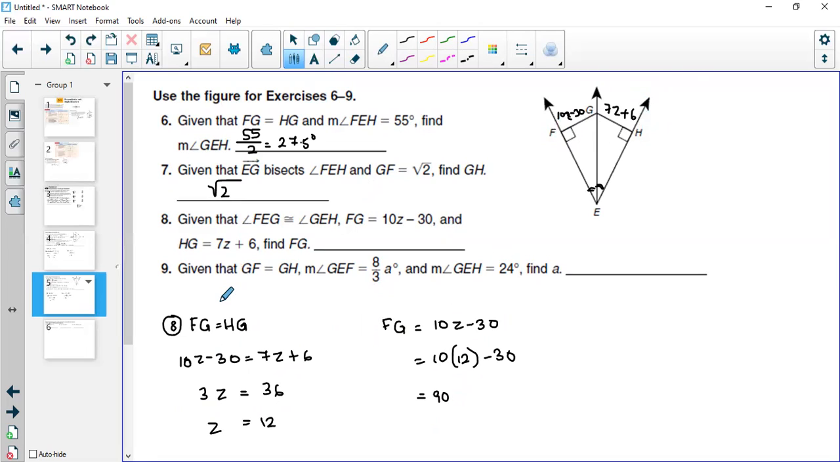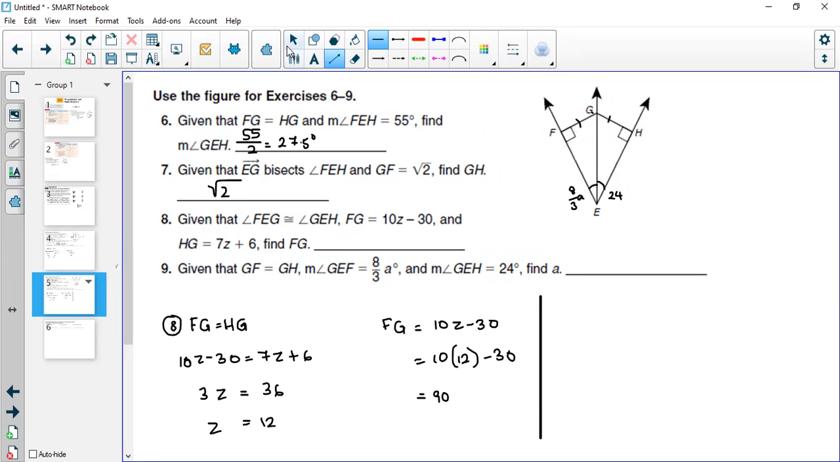Then question number 9, given that GF is equal to GH. So GF is equal to GH. Okay, these two are equal. Angle GEF is 8A minus 3 degrees, and angle GEH is 24. So this angle is 8A minus 3 degrees, and this angle is 24 degrees. You have to find the value of A. So you know that both the angles are congruent. From the converse of the angle bisector theorem, both these angles are equal.